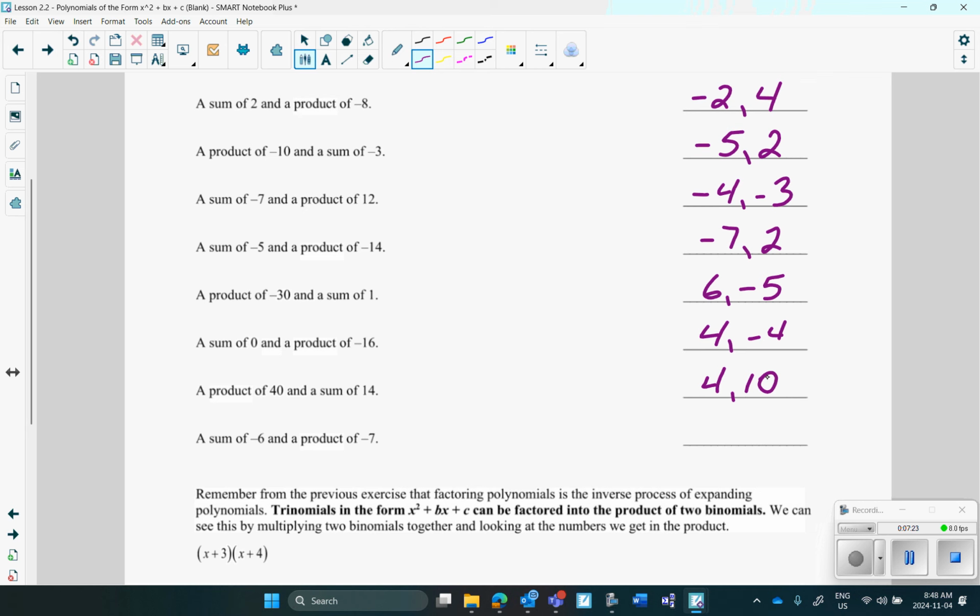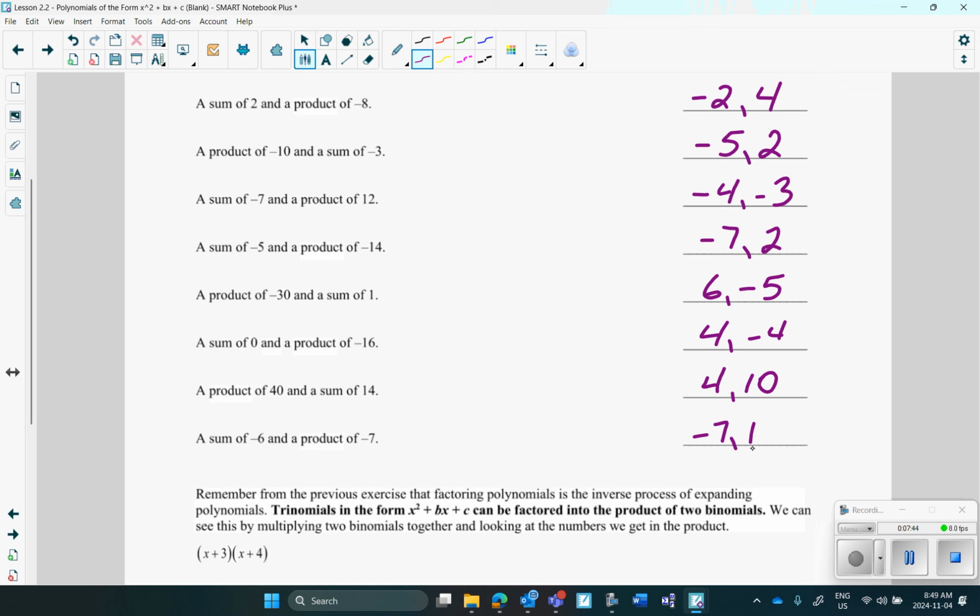Well, there's only one pair of numbers that multiply to get 7: 7 and 1. And one of them has to be negative. But to get a sum of -6, you have to do -7 and +1. Okay.